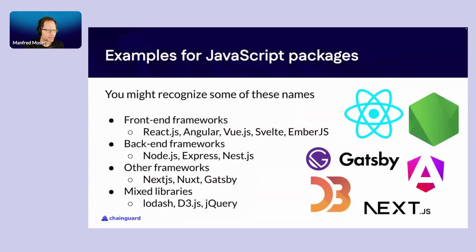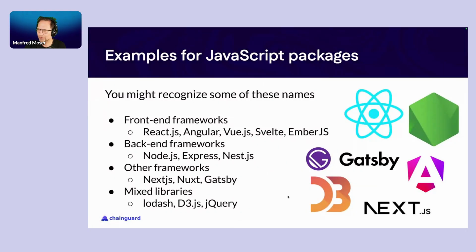Backend frameworks: Node, I already mentioned, or Node.js. There's also Express, Nest.js, and others. There's other frameworks that do more things like Next.js or Nuxt. Gatsby is also interesting if you are into static website generation. You can think of Gatsby as a React version of a static site generator, similar to the good old Jekyll or Sphinx or Hugo, if you know them from other ecosystems.